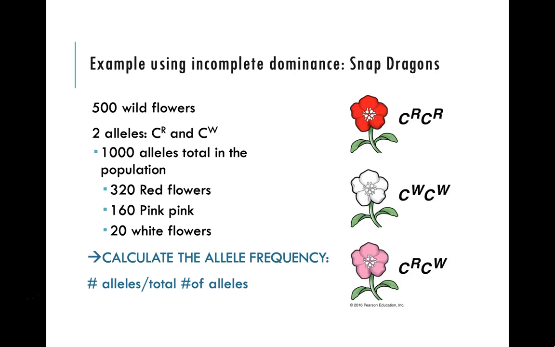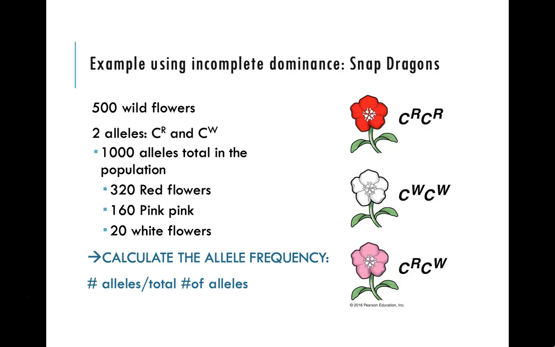Remember that each individual has 2 alleles for every trait. These 2 alleles in this situation can either be the red allele or the white allele. That means that we have 1,000 alleles in total. So you have 500 wildflowers times 2 alleles each equals 1,000 alleles in the population. So let's say we have 320 red flowers, 160 pink flowers, and 20 white flowers.